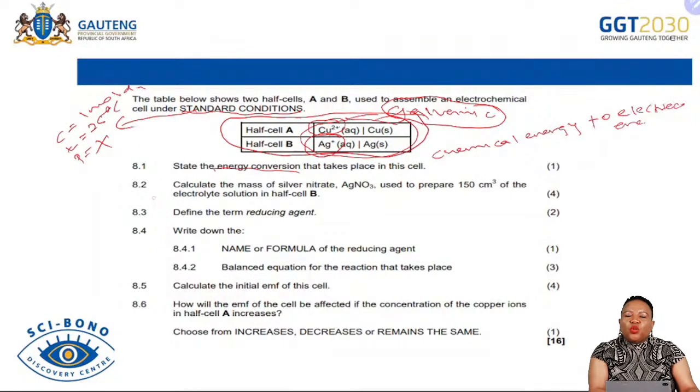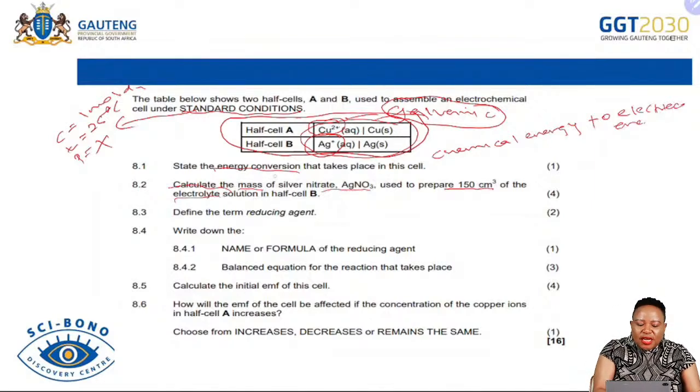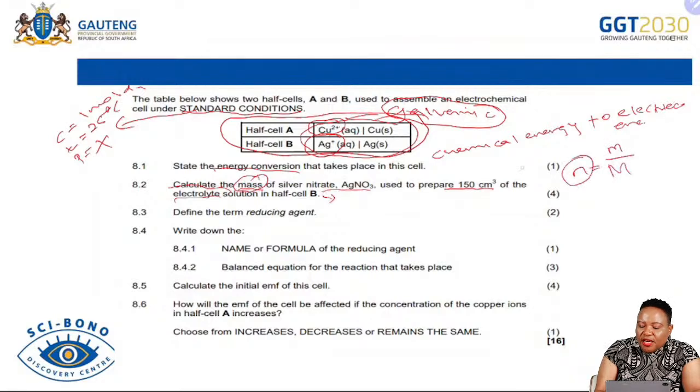Now, as I said, we sometimes include these calculations because this is under chemical change. Here they say calculate the mass of silver nitrate used to prepare 150 cubic centimeters of the electrolyte of B. So this is just an integration of a calculation with this topic. But how do we determine the mass? We must definitely have the molar mass. We must definitely have the number of moles. So when we want to use the formula n equals m over M, we definitely need to find the number of moles.